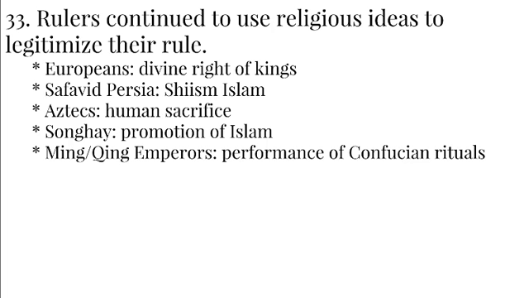The Aztec rulers, remember, the Aztecs are still up and running in the 1450s. They didn't collapse until 1510, 1520. So the Aztecs early on in this time period, they're going to be using human sacrifice to legitimize their rule, right? Getting those tribute payments. The Songhai Empire, of course, is going to adopt Islam. The Ming and the Qing, they're going to continue using Confucianism.